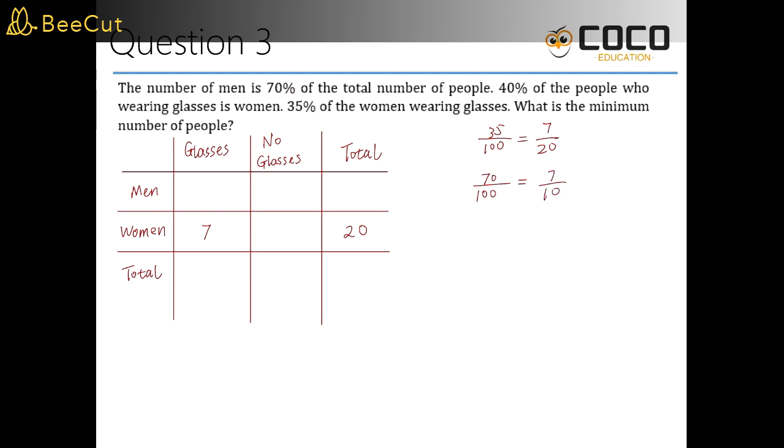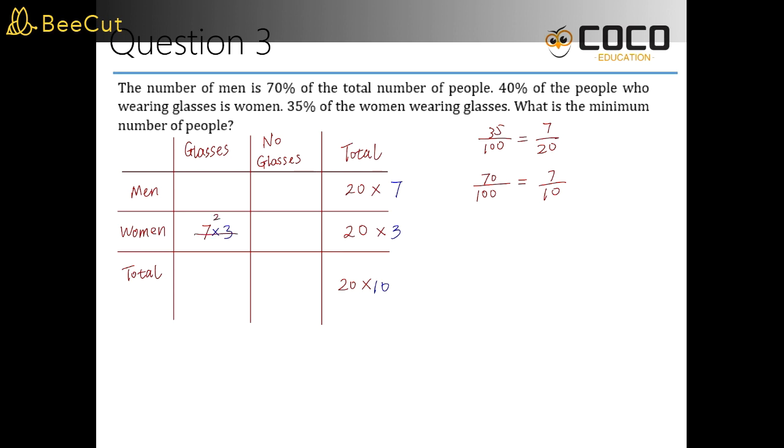Now let's check. So here for the total, if this is 7, total is 10, then this will be 3. But right now this is 20, so we get a LCM. LCM will be 60. It means everything times 20 here. Okay. Then for this row, everything times 3. And let's work out a new number.